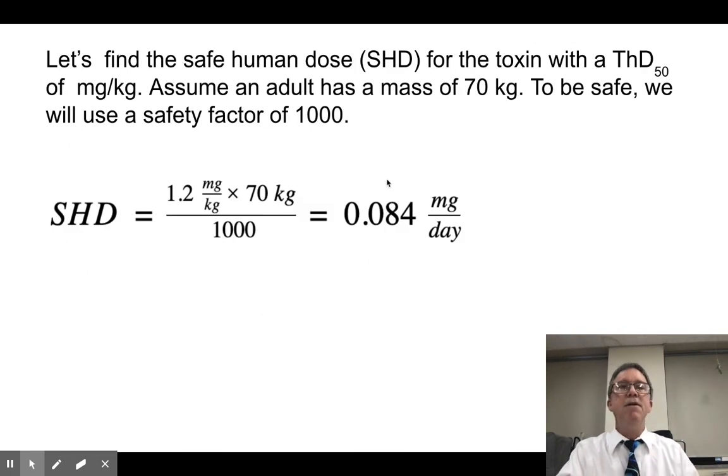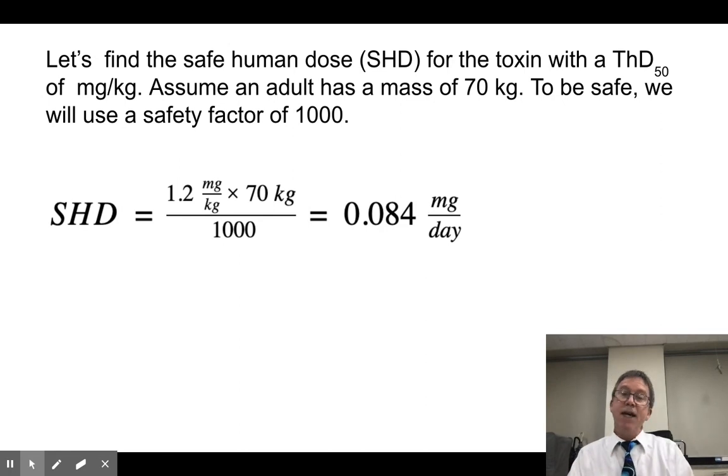So let's just try this here. The safe human dose is what we're looking for for this particular toxin. We found that the threshold dose was 1.2 milligrams per kilogram of rat mass. We say a human being, let's just say on average, is 70 kilograms. We divide that by 100 and we come up with this. A human can be exposed to 0.084 milligrams per kilogram per day, and we would not expect them to have any ill effects as a result of this.